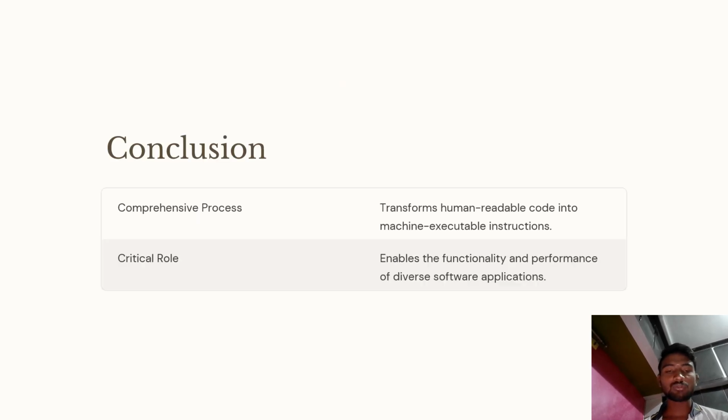In conclusion, what we learn from this process is that the compiler is a comprehensive process that transfers human readable code into machine executable instructions. The critical role of compilers is to enable the functionality and performance of the desired software application, and we can enhance this from the phases of the compiler.